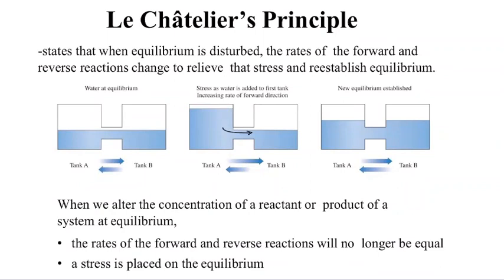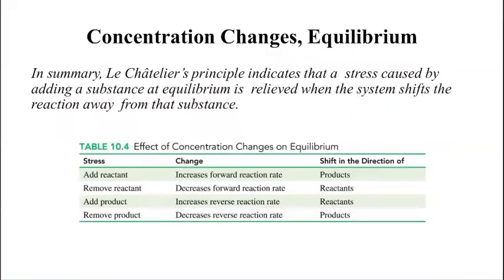So as you can see, when we alter the concentration of reactants and products, similarly to our water tank analogy, the rates of the forward and reverse reactions will no longer be equal, and then the rates need to be adjusted in order to regain equilibrium. So how are we going to deal with this? Then you need, for exam 2, to understand how to utilize table 10.4. So we need table 10.4 in the exam.